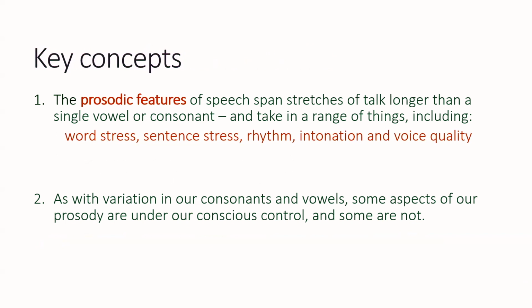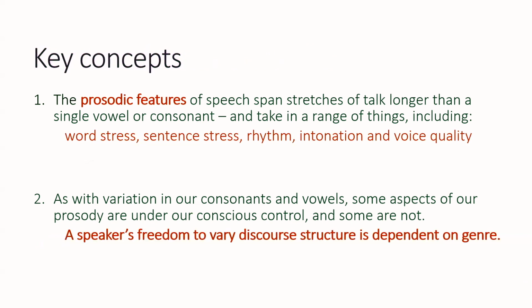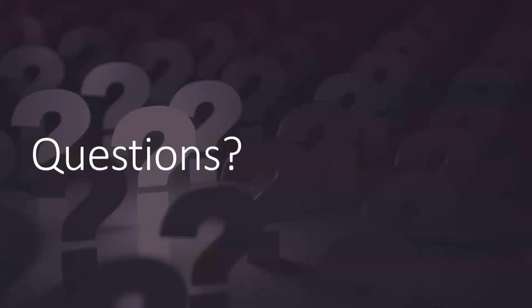So we've seen that there's more to prosody than we thought. It's not just questions going up and statements going down, which is where everybody goes to, and it turns out that's not even true. They sometimes go up, and not all questions do it. But we're doing a lot more with our prosody. And as with variation in our consonants and vowels, some aspects are under our conscious control and some are not, and it's probably quite tightly woven. And I think that a speaker's freedom to vary discourse structure is quite dependent on the genre of where they're giving that talk. And the Queen didn't have a lot of room for maneuver, perhaps, or she chose to do being the Queen the way she did very consistently.